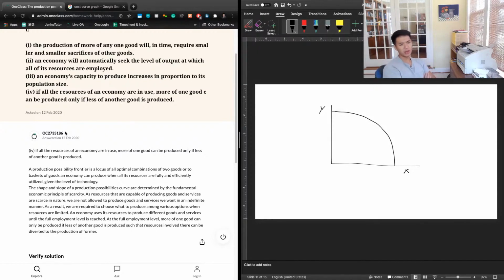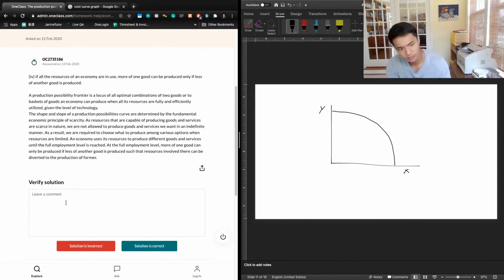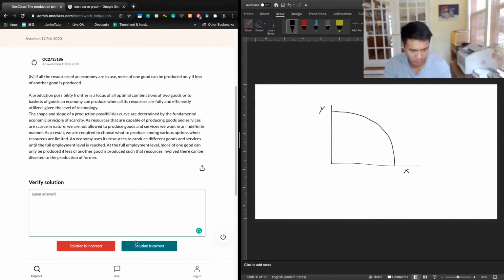The shape and slope of a PPF are determined by the fundamental economic principle of scarcity. As resources that are capable of producing goods and services are scarce in nature, we are not allowed to produce goods and services we want in an indefinite manner. As a result, we're required to choose what to produce among various options when resources are limited. An economy uses its resources to produce different goods and services until the full employment level is reached. At full employment, more of one good can only be produced if less of another good is produced, such that resources involved there can be diverted from the former. Great, good answer. So nothing is wrong there, and we can mark that as correct.